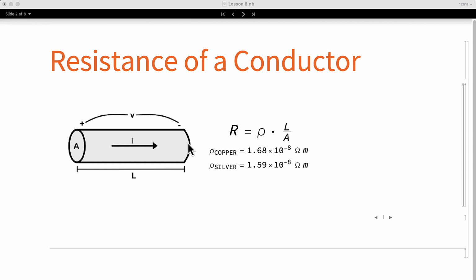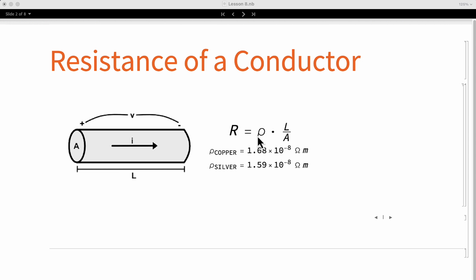The resistance of a wire like the one in the picture is in terms of the area A, the length of the wire L, and the type of material. Each material has a resistivity value represented by the letter ρ. Most metals are good conductors, which means that they have low resistivity.